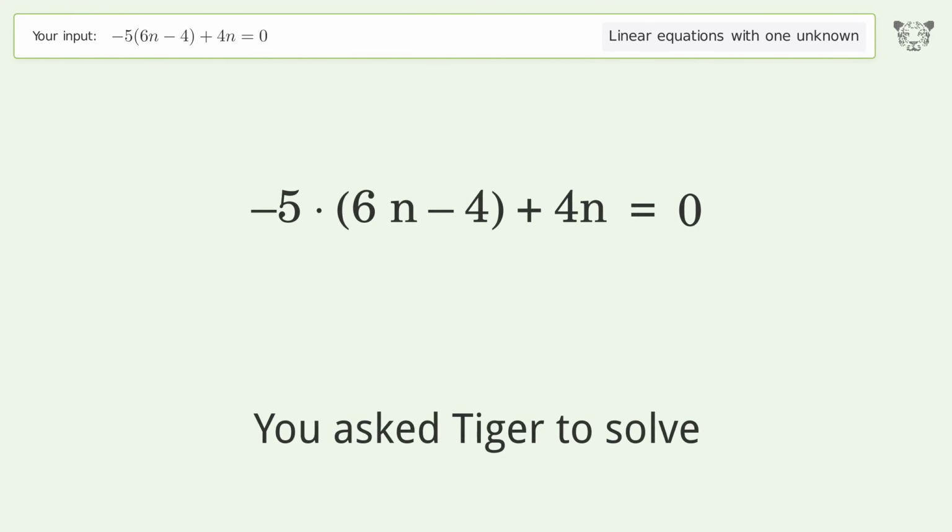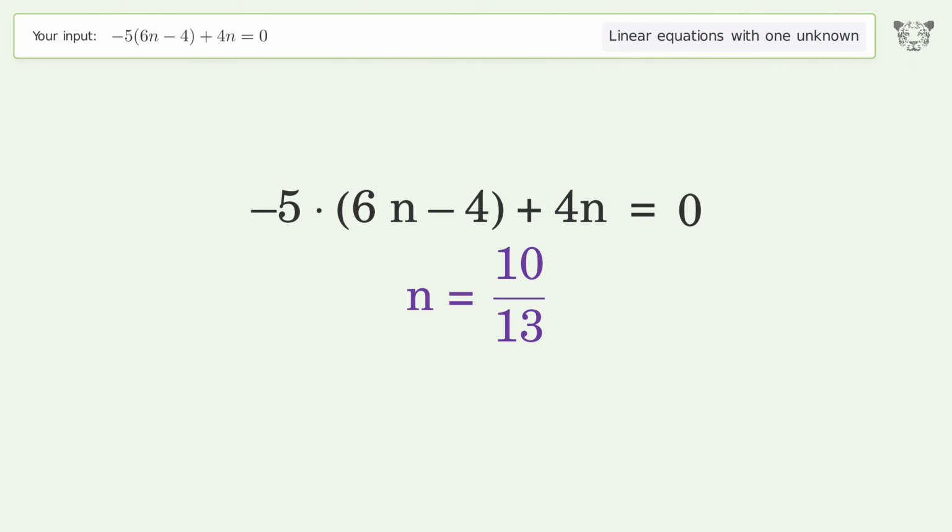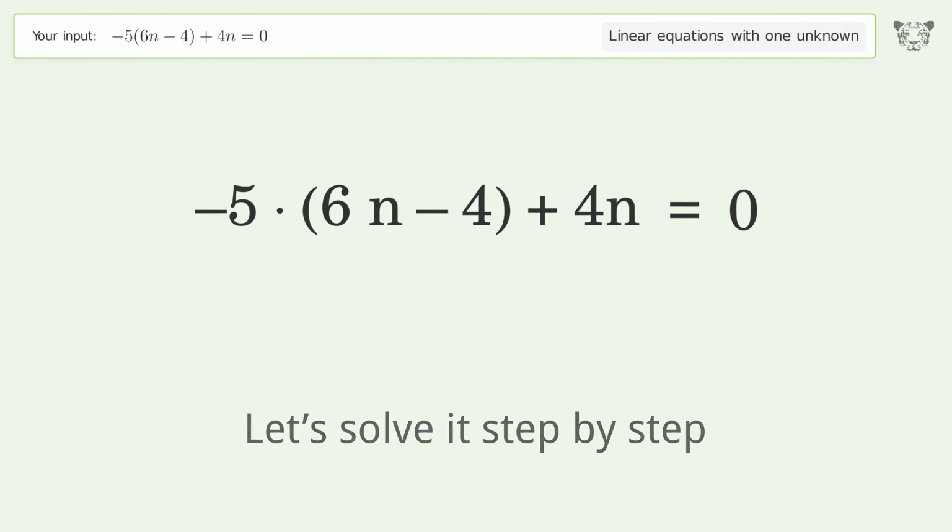You ask Tiger to solve. This deals with linear equations with one unknown. The final result is n equals 10/13. Let's solve it step by step.